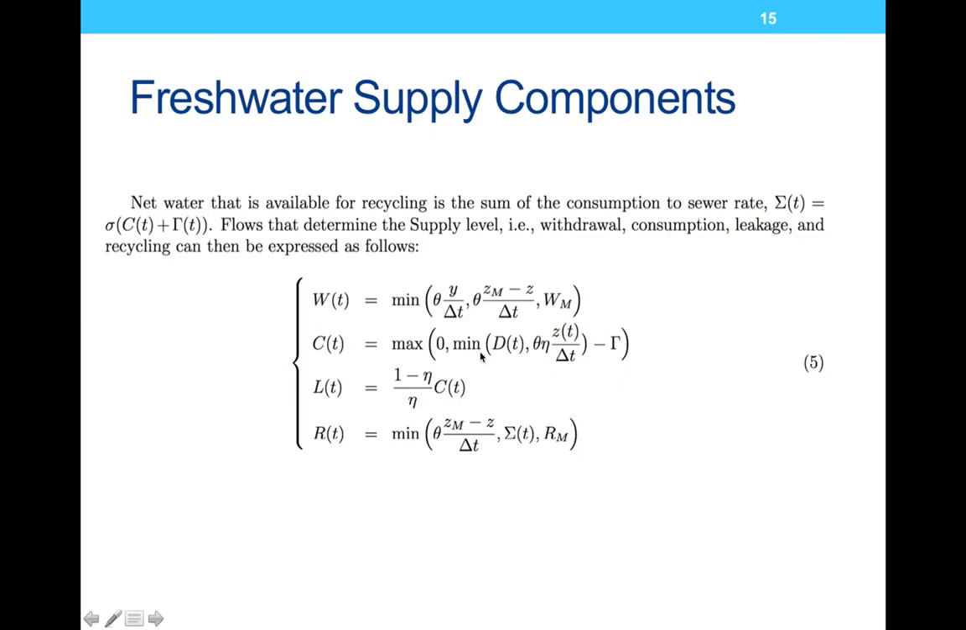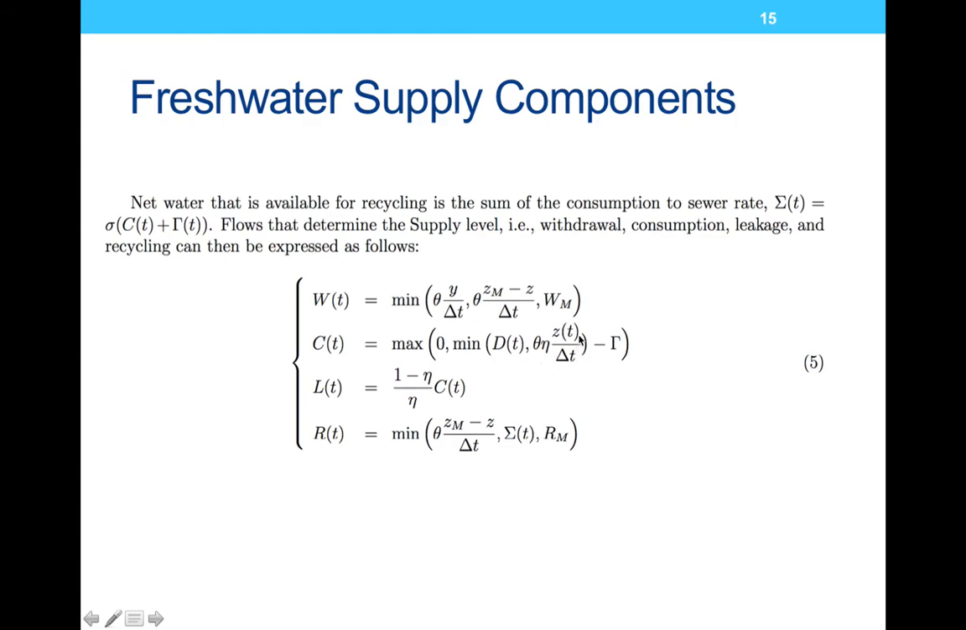Let's look now at consumption. This takes a little bit of thought to understand, so let me walk you through it. It's going to be the maximum of two values. Consumption is driven by demand. At any point in time, if you have the water available, you can just consume whatever you want. So if you have plenty of water available, you can consume at will.